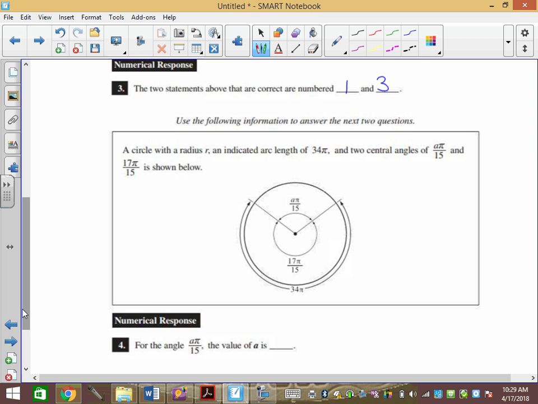But it's in radians, guys. 2 pi. So we're going to go 2 pi, and we're going to subtract off 17 pi over 15, which is actually 30 pi over 15. Subtract 17 pi over 15, which is 13 pi over 15. So what's a? 13.